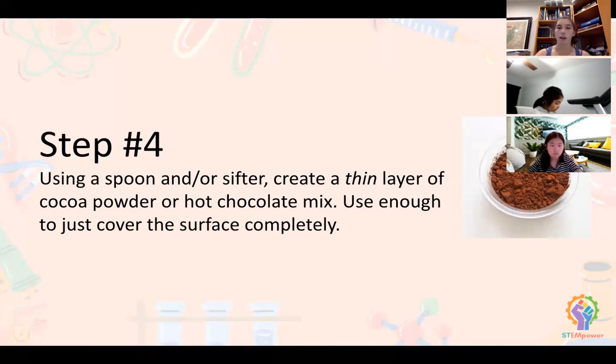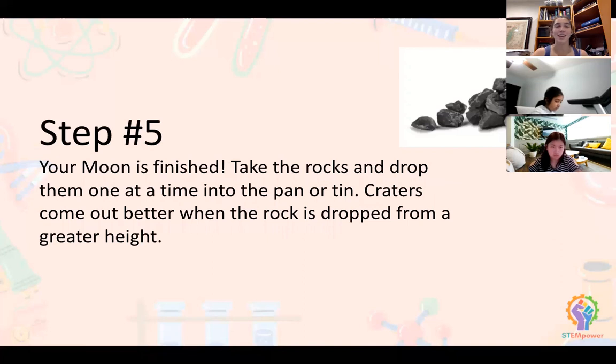Once you are finished with that, I'm going to show you the next step. So once you finish with that, then that's basically your moon. And to make those craters, we're going to take the couple rocks that you have and drop them one at a time into the pan or tin.